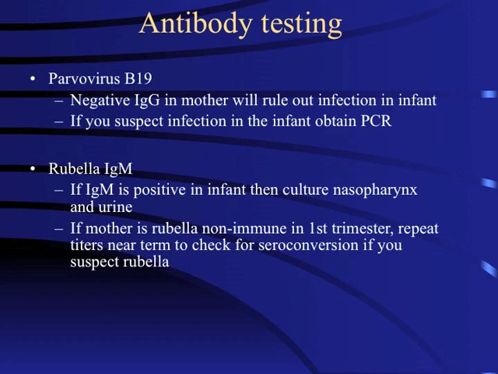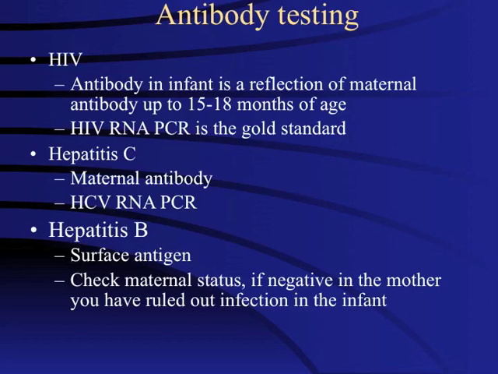If a mom is non-immune in the first trimester, when they access prenatal care and they test as being non-immune, and that sometimes happens with some moms who have come to the U.S. from other countries, then you should repeat the titer late in the pregnancy to see if there's been any seroconversion during the pregnancy, and then you also should make sure the mom gets immunized pretty soon after the delivery.